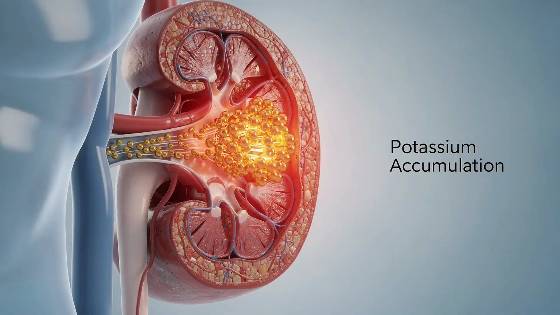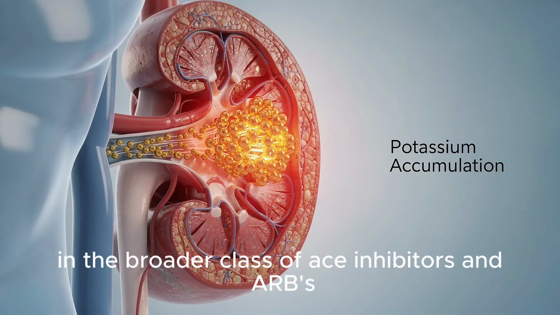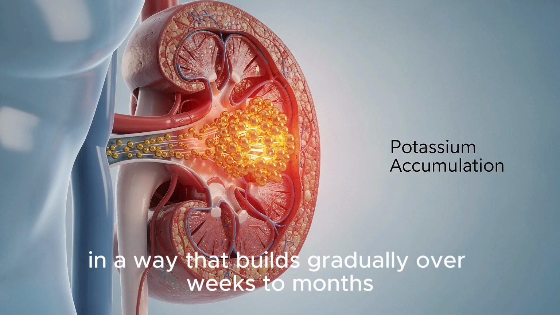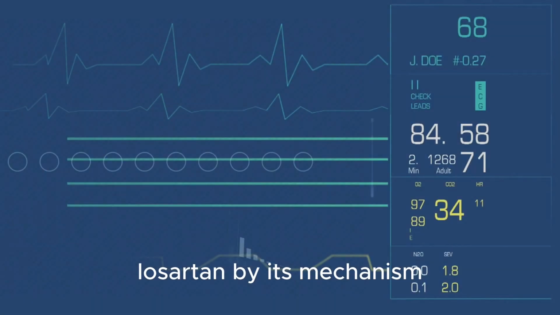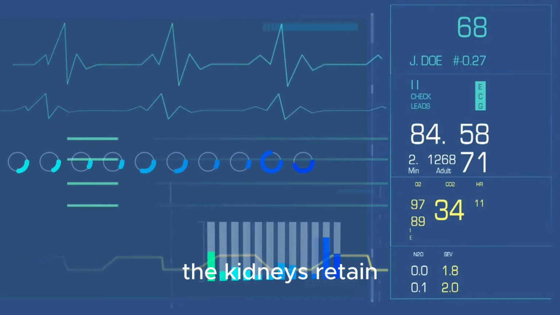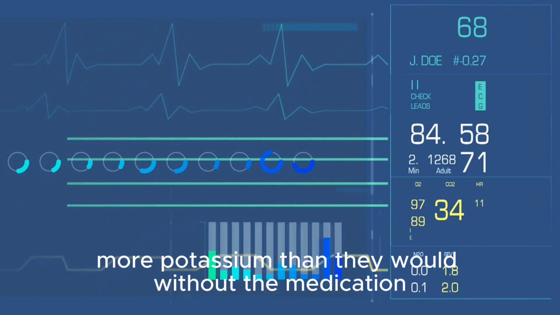For most people, switching from sodium to potassium for seasoning is a reasonable substitution. The general American diet is too high in sodium, and increasing potassium relative to sodium is consistent with cardiovascular guidelines. But for patients on Losartan specifically, and to a lesser extent for patients on any medication in the broader class of ACE inhibitors and ARBs, this substitution can become dangerous in a way that builds gradually over weeks to months. Losartan, by its mechanism, reduces the kidney's excretion of potassium. The kidneys retain more potassium than they would without the medication.